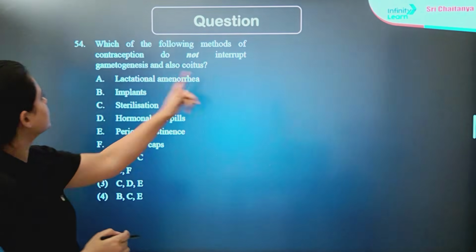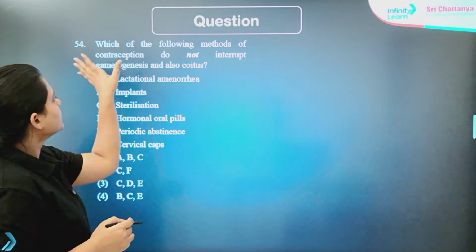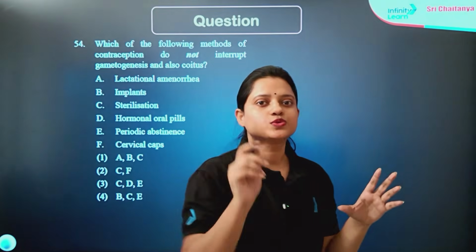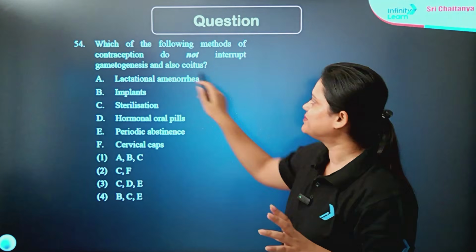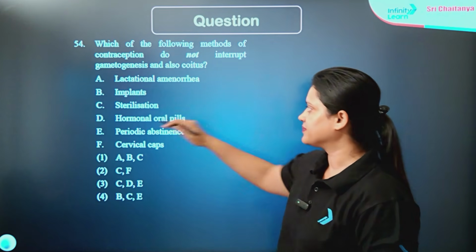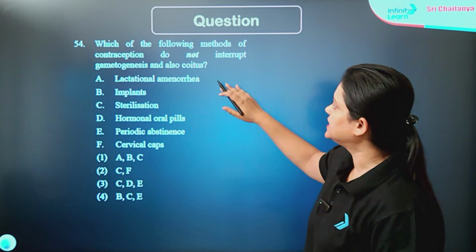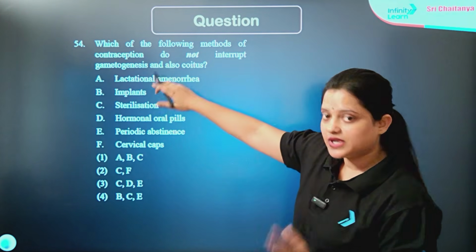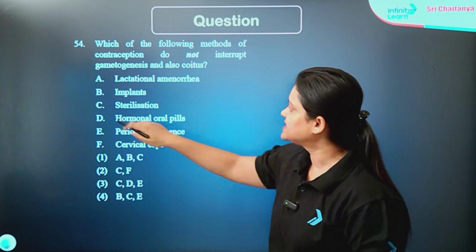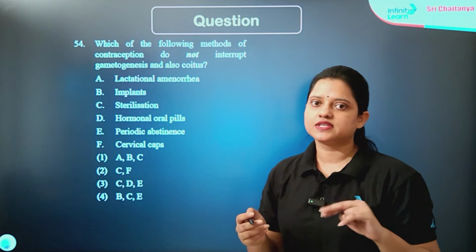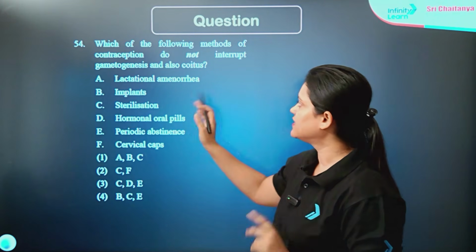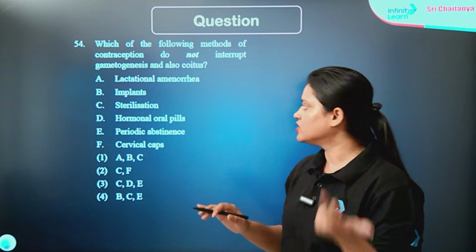Which of the following method of contraception do not interrupt gametogenesis and also coitus? So it is very important to pay attention to not and also it interrupt coitus. Why? I'll tell you. So we have few options here like lactational amenorrhea. Lactational amenorrhea definitely will interrupt gametogenesis, right? So implant will interrupt. Sterilization, which is a physical process, is a surgery where we cut the fallopian tube and the vas deferens. So sterilization will not interrupt gametogenesis and also coitus.